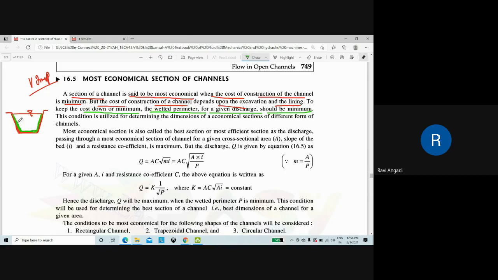As long as this wetted perimeter is more, the cost of construction will be high. So here you need to reduce the wetted perimeter. The length of contact surface needs to be reduced to get the most economical channel section. If you reduce the length of contact surface, automatically the cost of lining will be reduced. When the concreting is reduced, the cost of construction of the channel is reduced. So this condition is utilized for determining the dimensions of the most economical sections of different forms of channels. Understood the most economical channel section?